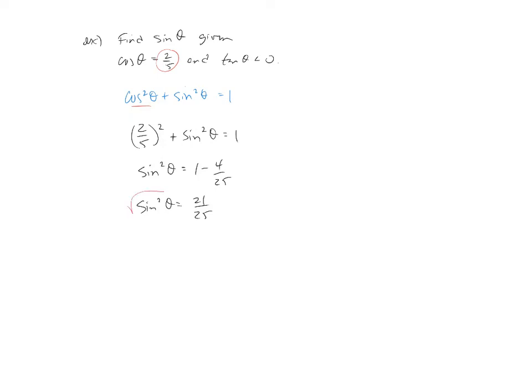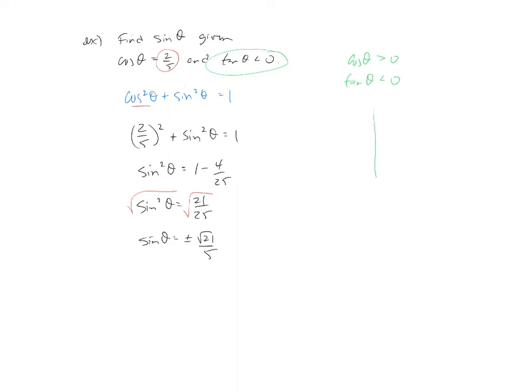Now, when we square root both sides to get sine all by itself, we have to remember that if we put the square root there, we have to remember to put the plus or minus there as well. So sine of theta equals plus or minus the square root of 21 over 5. However, we need to make sure we give the correct sine of theta, and to understand if it's going to be positive or negative, we need to come back and look at tangent. It does say tangent has to be negative. So we know that from the given information, cosine of theta is positive and tangent of theta is negative.